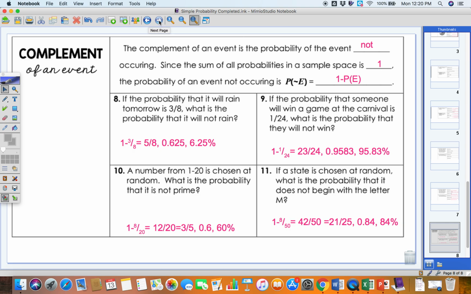So that's it for basic probability. We'll keep expanding on this topic over the next couple of weeks. Hope you guys are having a great day.